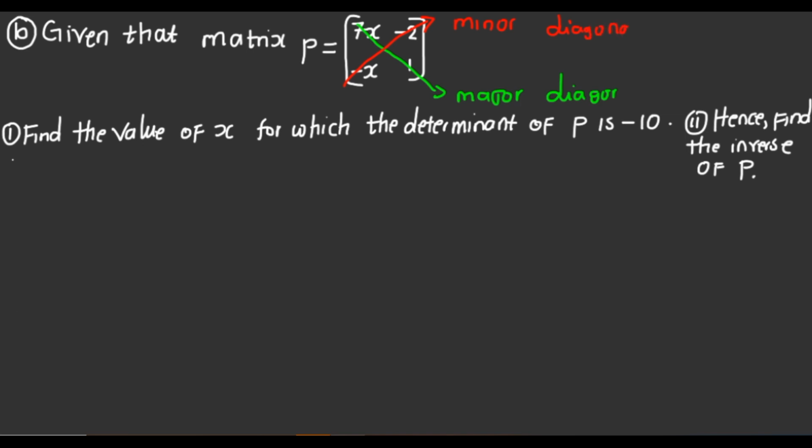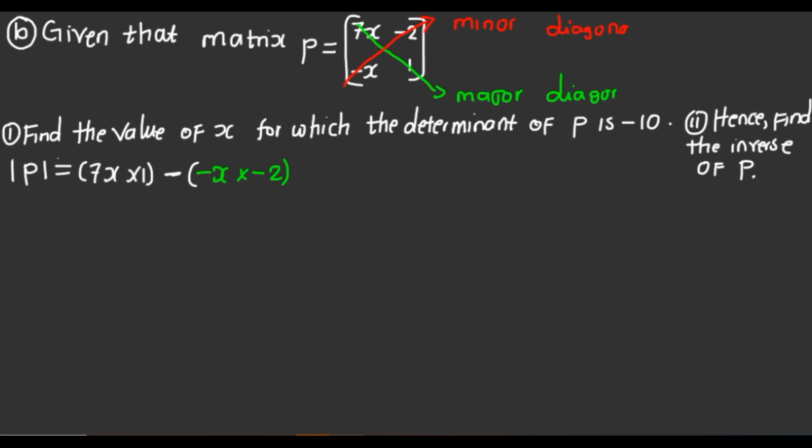After you identify that, then you can proceed by looking at the determinant. So we have the determinant is denoted by these symbols. The determinant of matrix P will be the product of this times this, so 7x times 1, always minus, then the minor will be this times this, so it's negative x times negative 2.